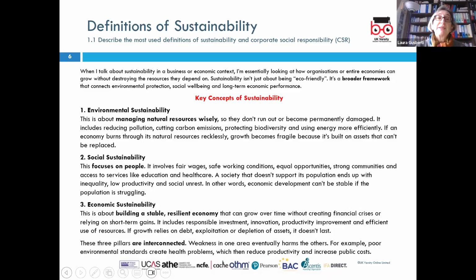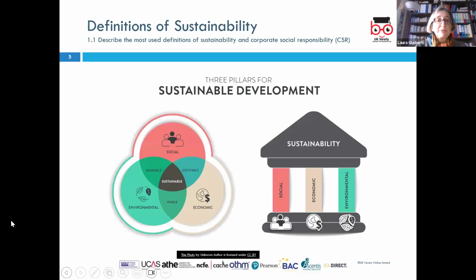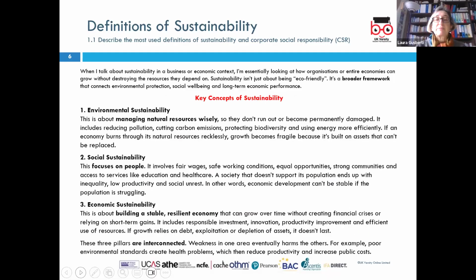When we look at social sustainability, it really focuses on people. So that means that we need to create fair conditions for people. If we look at a business context, for example, it involves fair wages, safe working conditions. When we look at a social context, more equal opportunities for all, and strong communities.